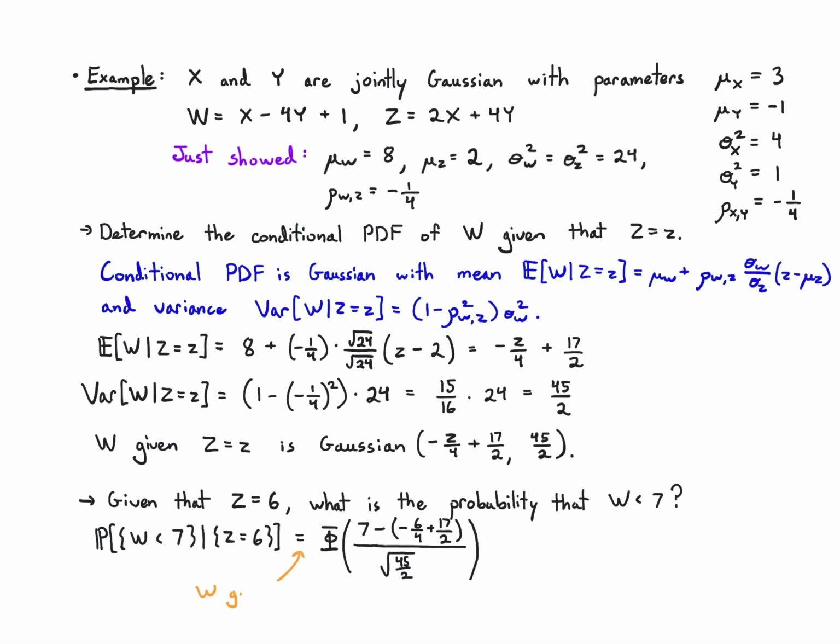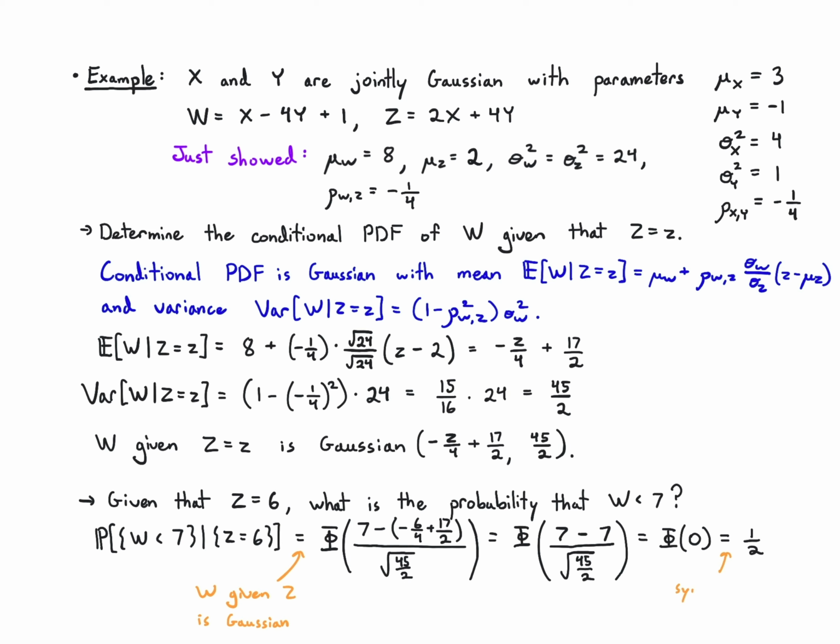This all simplifies. Just to emphasize, the reason I can do this is that W given Z is Gaussian. And the reason this all simplifies to phi of 7 minus 7, again, is just my choice of parameters. Then this whole thing is just going to be phi of 0. And so we don't need to reach for a calculator. Phi of 0, by symmetry, is just going to be 1/2.